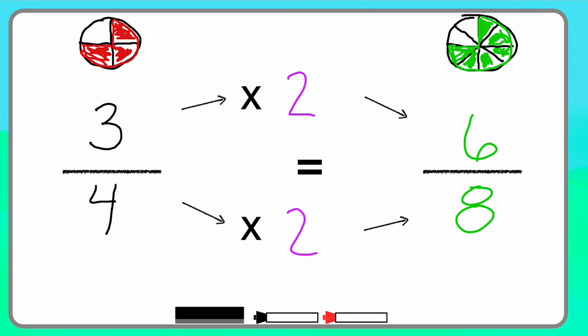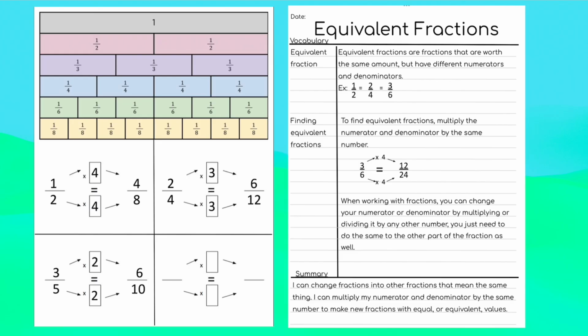Now, drawings are never perfect. That's why it's so important to know how to do these with numbers so that we can find equivalent fractions.